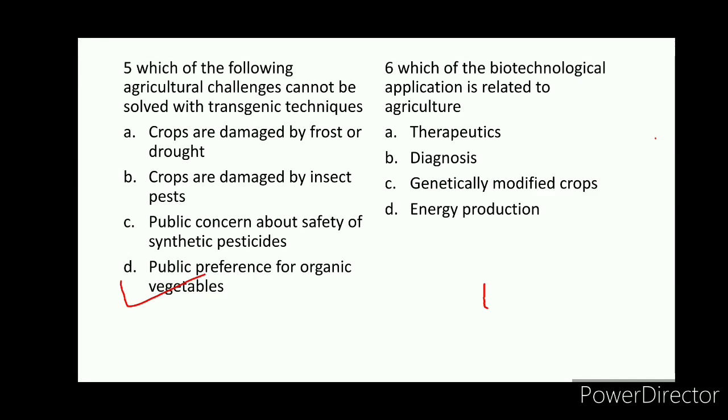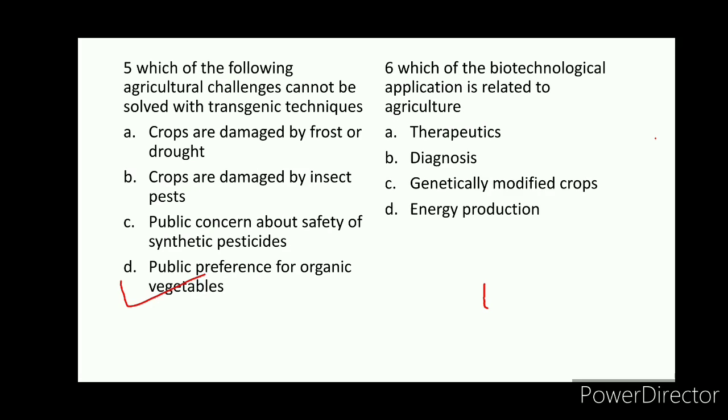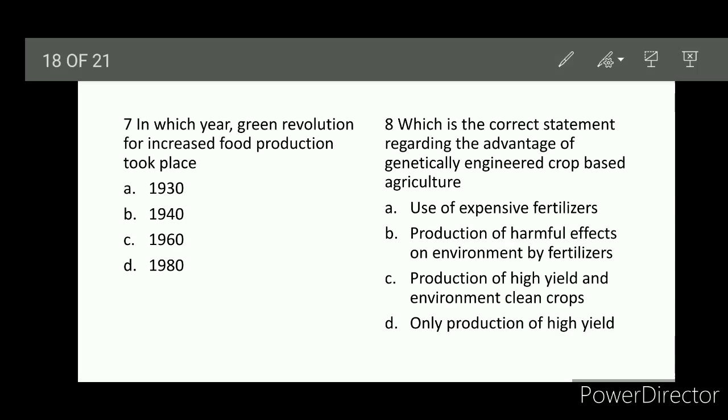Which of the biotechnological applications is related to agriculture? Therapeutics is related to medicine. Diagnosis is also related to medicine. Genetically modified crops is related to agriculture. And D, energy production, is related to industrial application. So option C, genetically modified crops, is the right answer.